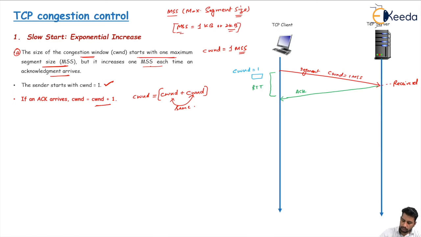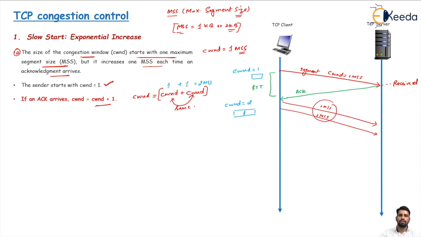After a successful arrival, the congestion window is increased. Now the congestion window is equal to 2 MSS, since 1 is already there plus 1 MSS. This time we send it this way: the first segment contains 1 MSS and the second also contains 1 MSS, so two subsequent segments are sent by the sender one by one. The total size of this window is equal to 2.